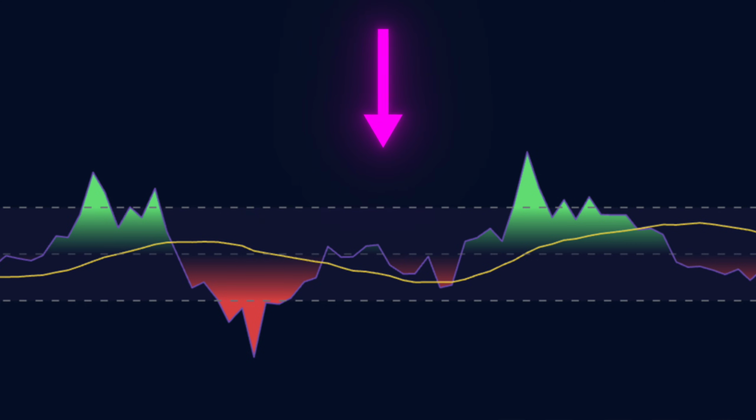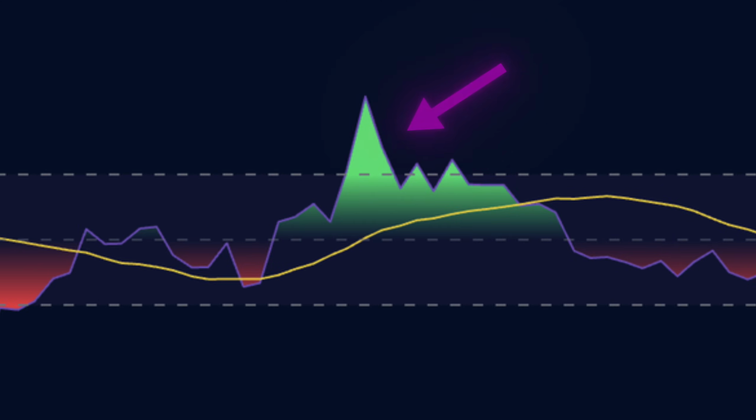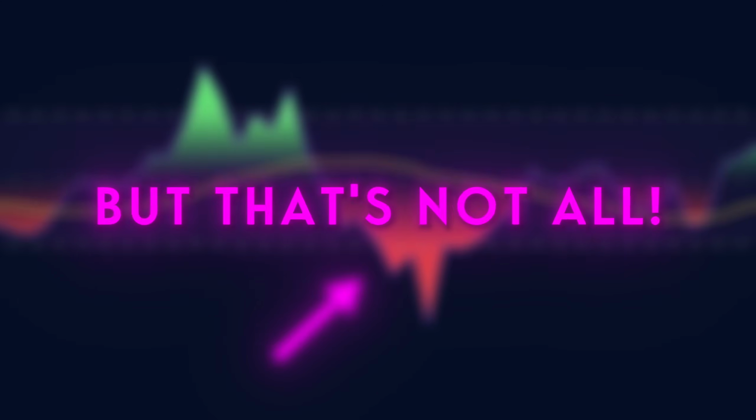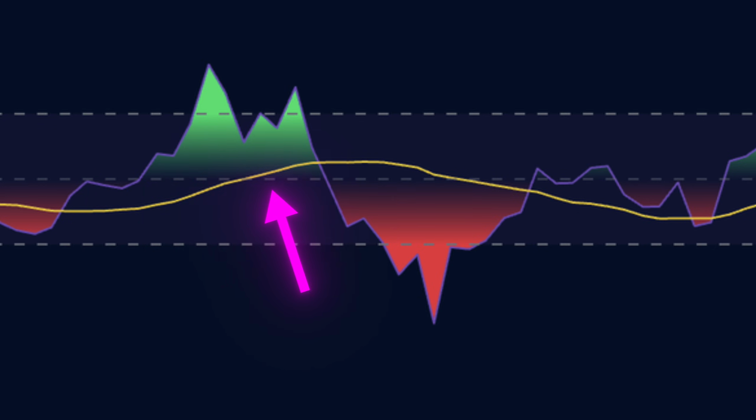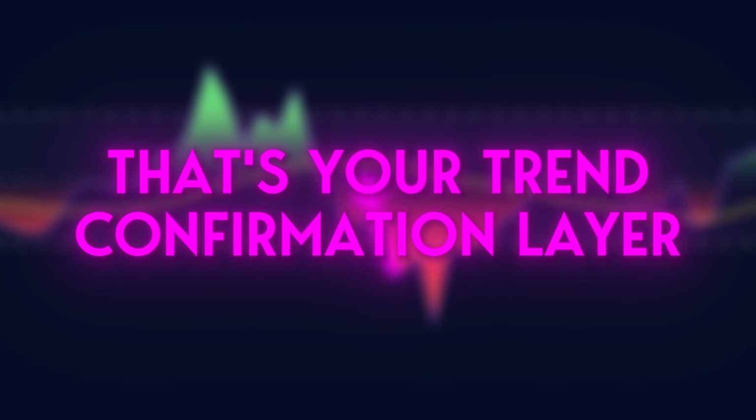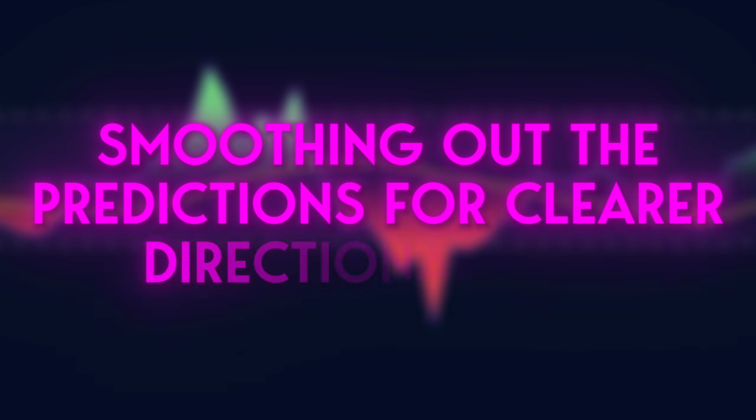You've got the color-coded histogram at the bottom. Green for bullish momentum, red for bearish pressure. But that's not all. See that signal line overlaying the histogram? That's your trend confirmation layer, smoothing out the predictions for clearer directional bias.